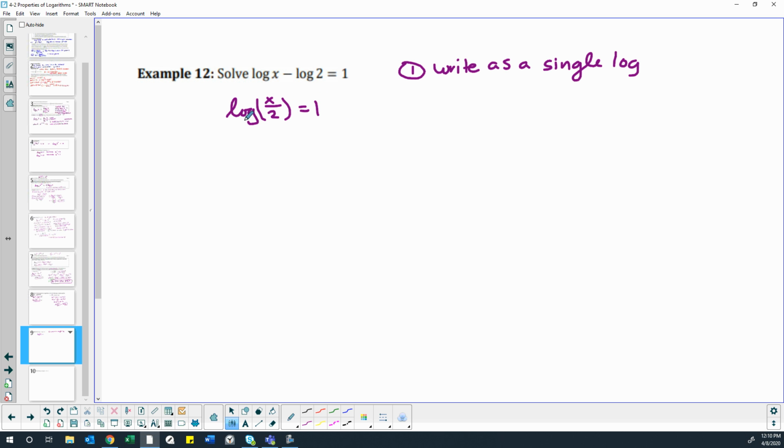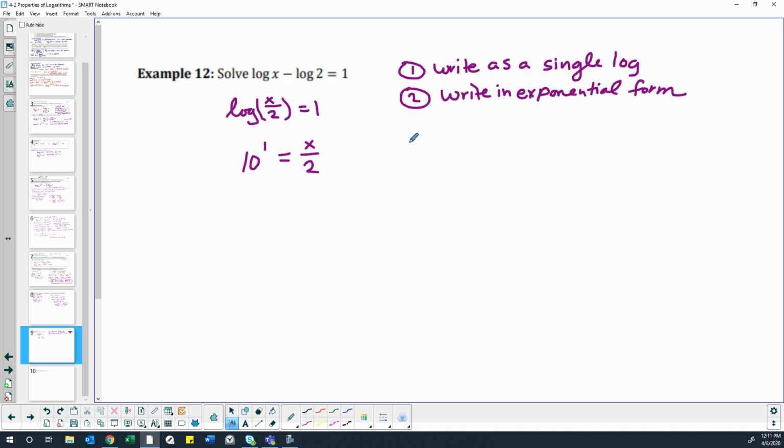Okay. Now that we have a single logarithm, it's easy to write this in exponential form. So we're going to rewrite our problem in exponential form. So this would be log base 10. So 10 to the 1st power is this answer here. So let's rewrite that in exponential form. 10 to the 1st power, the logarithm is the exponent, equals the argument of the logarithm. Well, that's pretty easy. 10 equals x over 2.